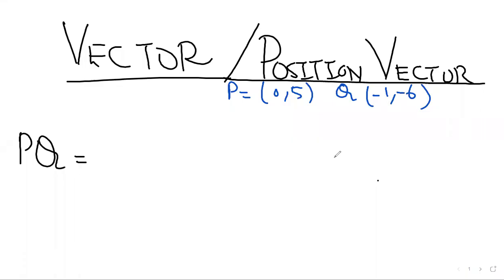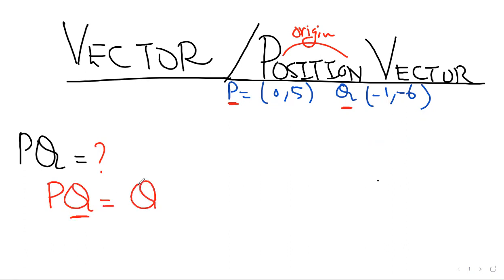The position vector is always related to the origin. The mathematical definition: if P and Q are given and I need to work out PQ, then what is the mathematical form? The logic is very simple. For PQ, whatever is written after, we will write down first, minus P.